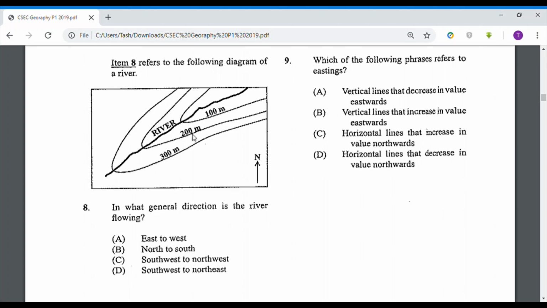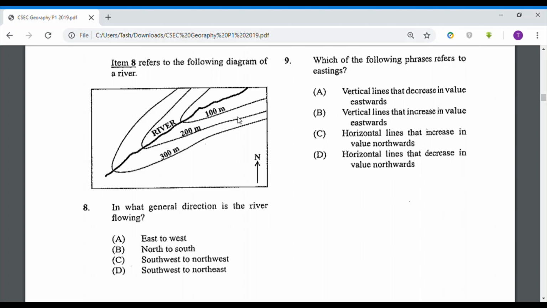We know already from primary school that rivers will flow from the highest point to the lowest point. And based on the numbers here, our highest point, the 300-meter line, would have been up here. 300 goes all the way down where we have 100 meters. So our river is running from here down to here.